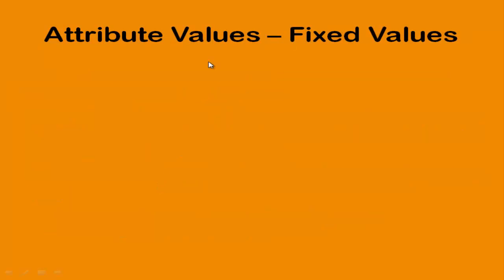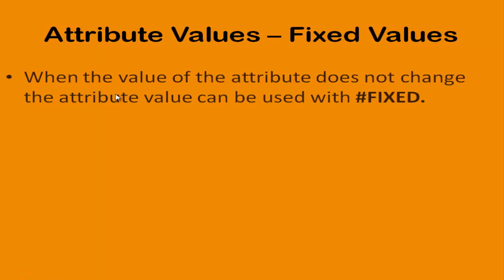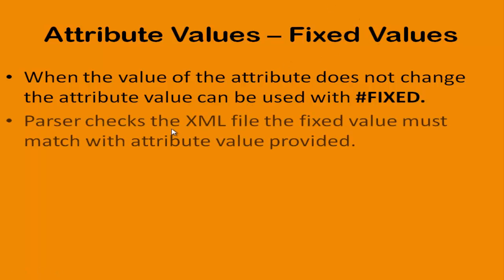The next attribute value is fixed value. So when the value of the attribute does not change, as the name itself states, it's fixed. So when the value of an attribute will not change, you can use that particular attribute value as fixed, #fixed. The parser checks the XML file. The fixed value must match with the attribute value provided.